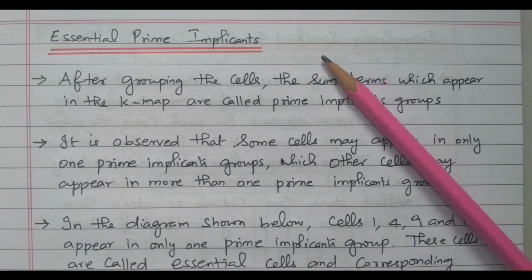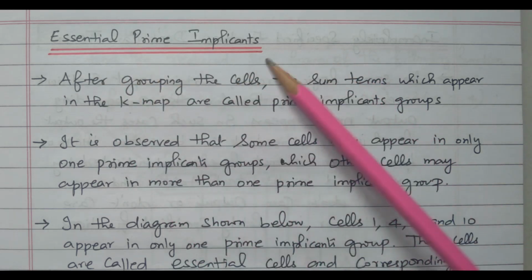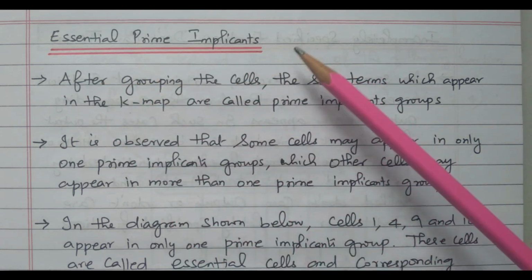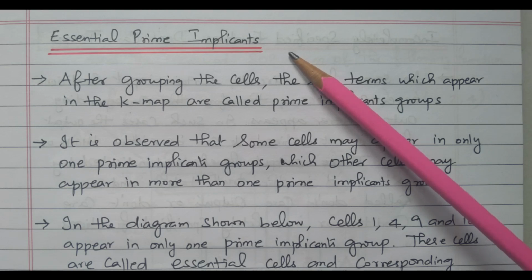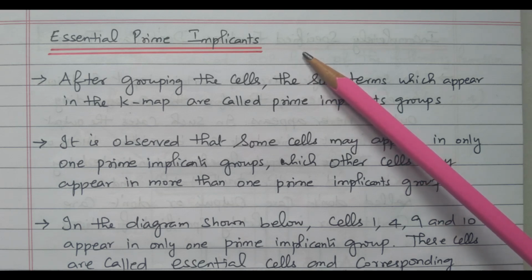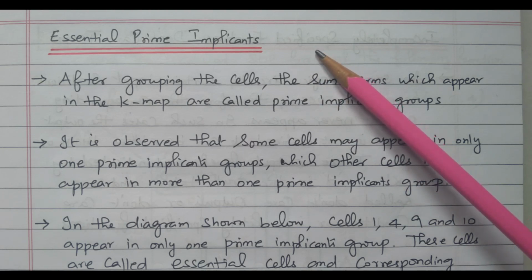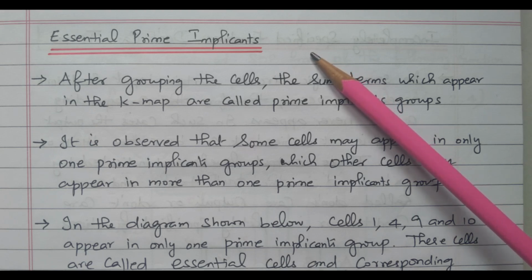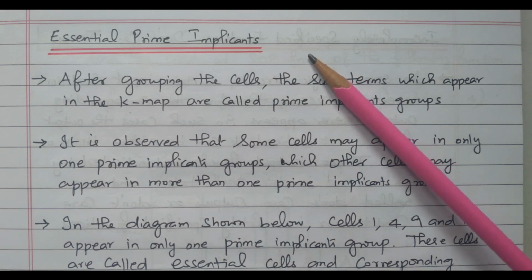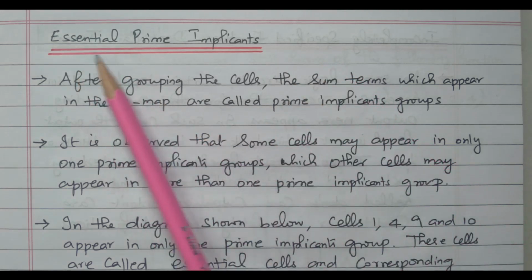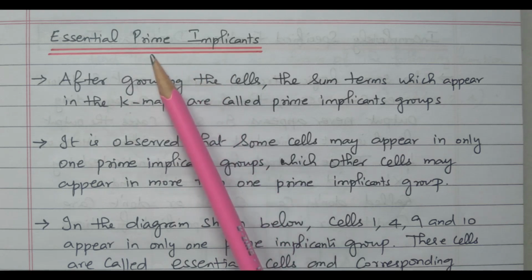Now we'll go to the topic essential prime implicants. In the Karnaugh map we are plotting the given Boolean function. After plotting the given Boolean function, we can go for grouping of cells in order to simplify the expression. The main objective is to simplify the given Boolean function using the K map. So after plotting, we can go for grouping. While grouping, we can identify which are the essential prime implicants and which are the prime implicants.